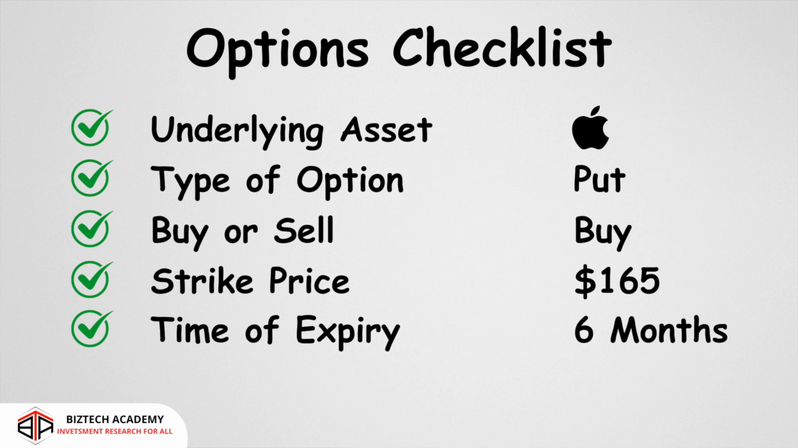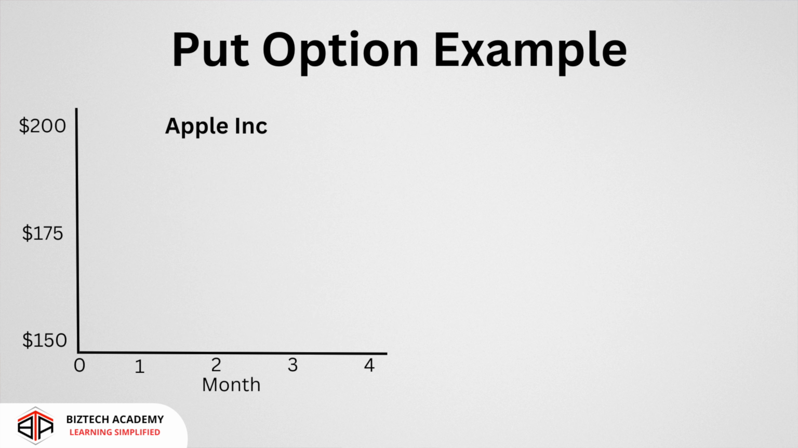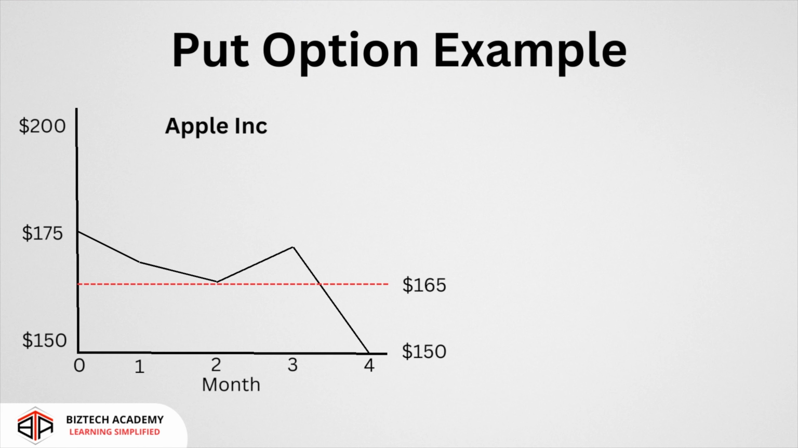Okay, so with the put option example, I've gone through my checklist again, and I'm sticking with Apple shares as my underlying asset, but this time we expect the share price to drop below $150 per share in the coming months. So I'm going to buy a put with a strike price of $165 and a time of expiry of 6 months. We now move forward 4 months to see the share price has dropped from $175 when we bought the put and now sits at $150.